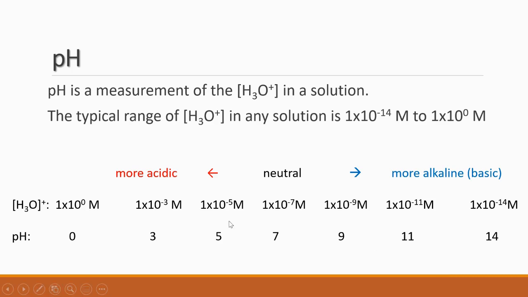One thing I just noticed on this is that I have the positive sign outside the brackets here. Please note that that positive sign should be inside the brackets for the H3O positive. So that is a typo and probably will be on future slides too.